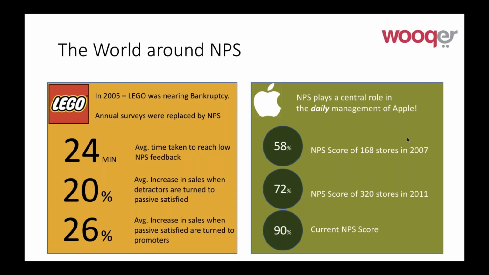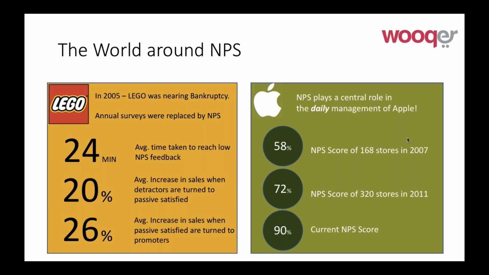24 minutes is the average time within which they reach out to a customer who gives a low feedback. Now, this is because they're able to close the loop. The moment a customer gives a negative feedback or a score between 0 and 6, there is a battery of team available who's willing to reach out to the customer and potentially turn them around into a positive customer.